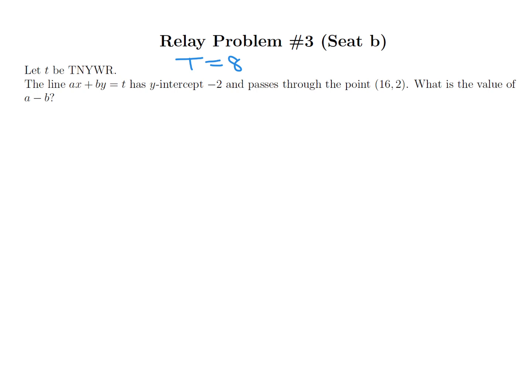The line ax plus by is 8, has a y-intercept of minus 2, passes through the point 16, 2. What is the value of a minus b? All right, so we have ax plus by is 8, and y-intercept is minus 2, so it'll be 0, minus 2, right? Okay, and then there's another point 16, 2. So we got 2 points. Let's sub them both in. When we put in the 0, minus 2 one, we get minus 2b is 8. So therefore b is negative 4.